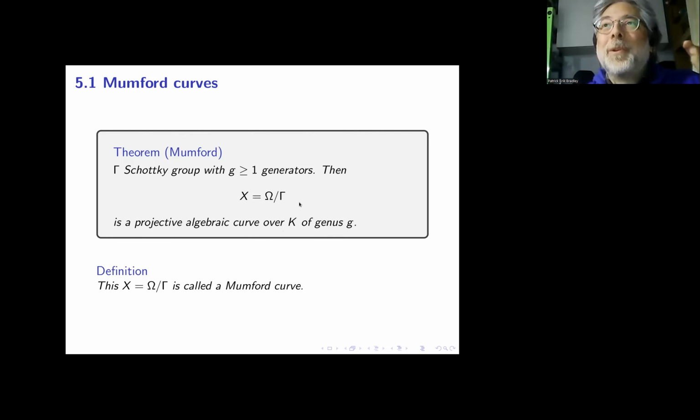will show you the rigid analytic spaces. But anyway, this quotient is called a Mumford curve.